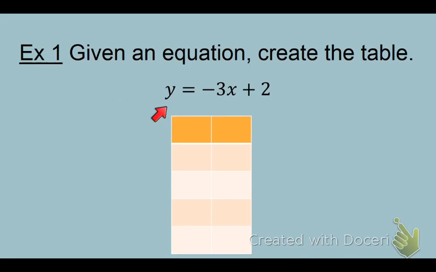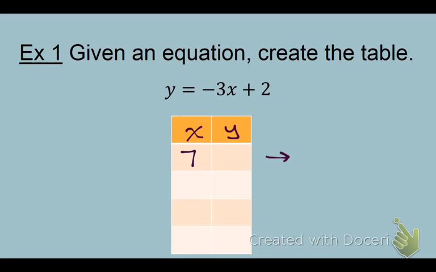So, given an equation, you're going to create a table. We're going to start off with the equation y equals negative 3x plus 2, which is not on your paper. You also don't have a table ready to go. So, we're also going to need to sketch some sort of table format. If I'm going to give a table, first you need an x and a y spot. We're going to plug in 7. You just pick a value. We're going to plug in 7 and try to figure out what the output is.